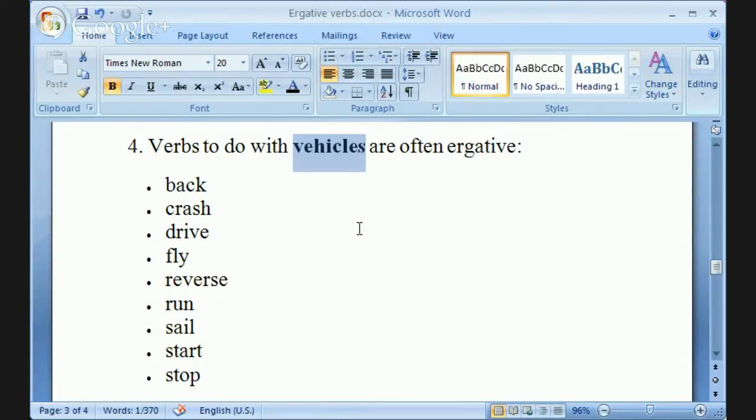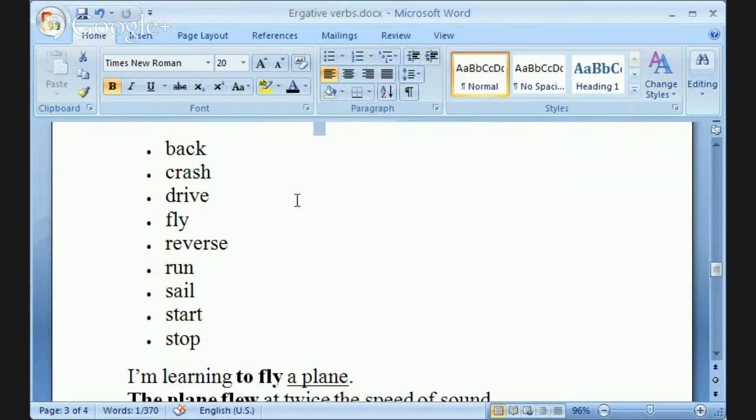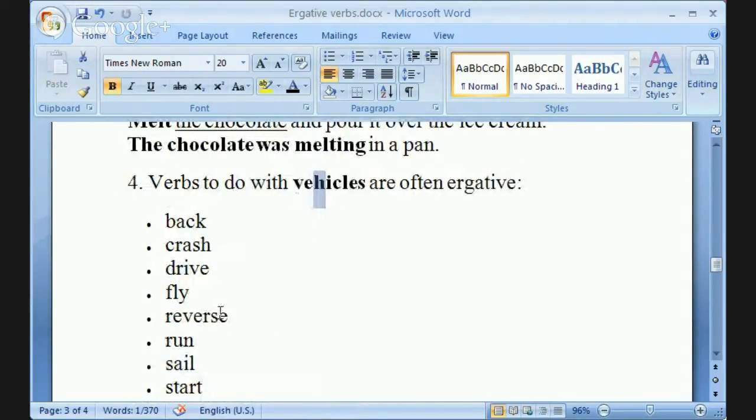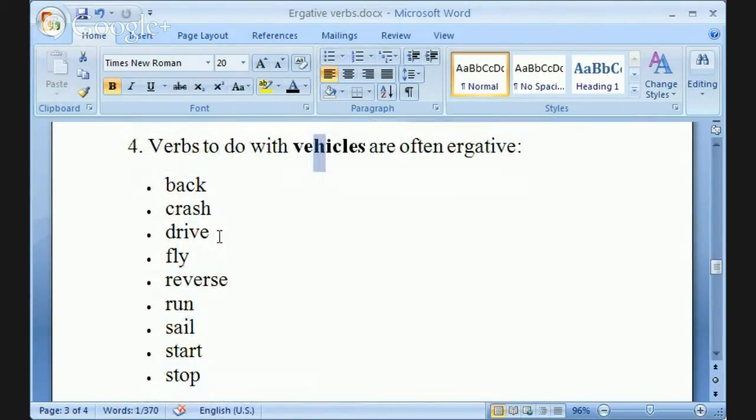Americans definitely say vehicles with a silent H. Some Brits will say vehicles, vehicle, which sounds totally weird to me, but I'm an American. Okay. So say vehicles. It's better.